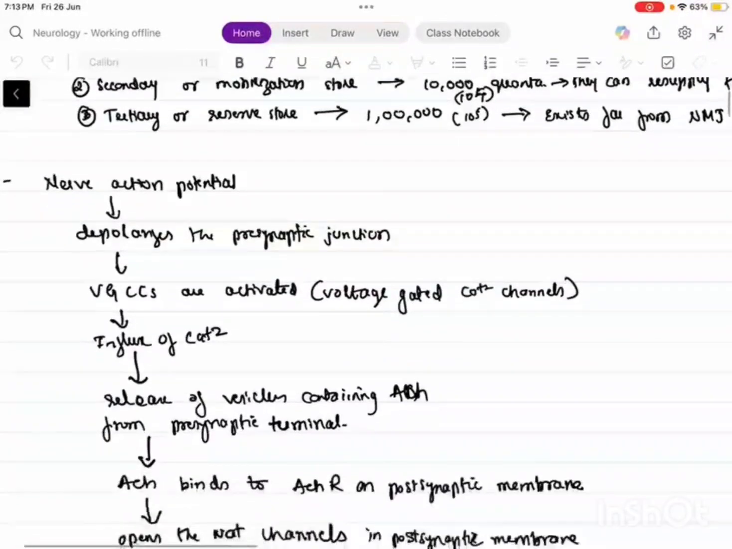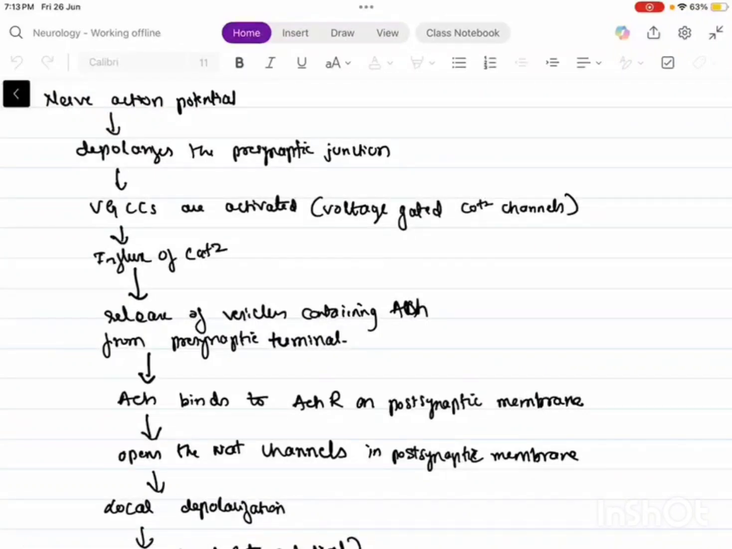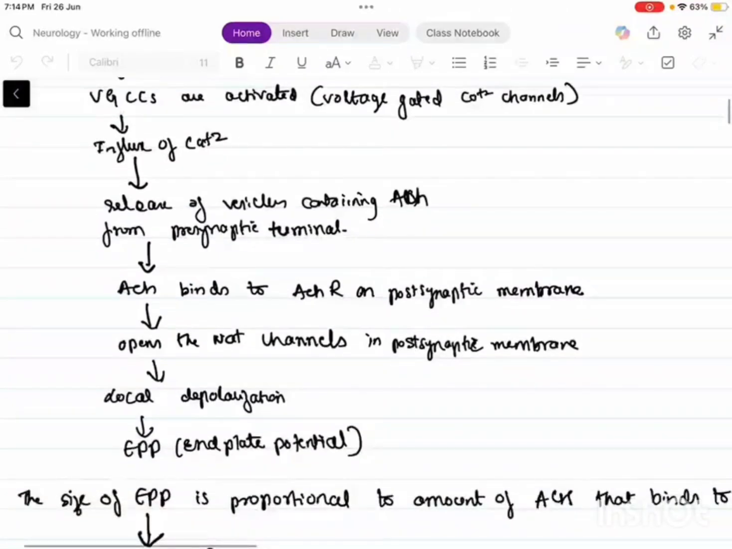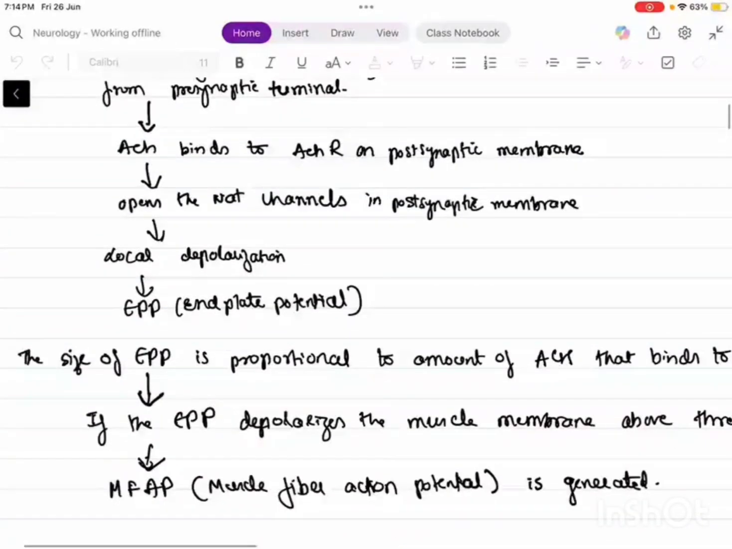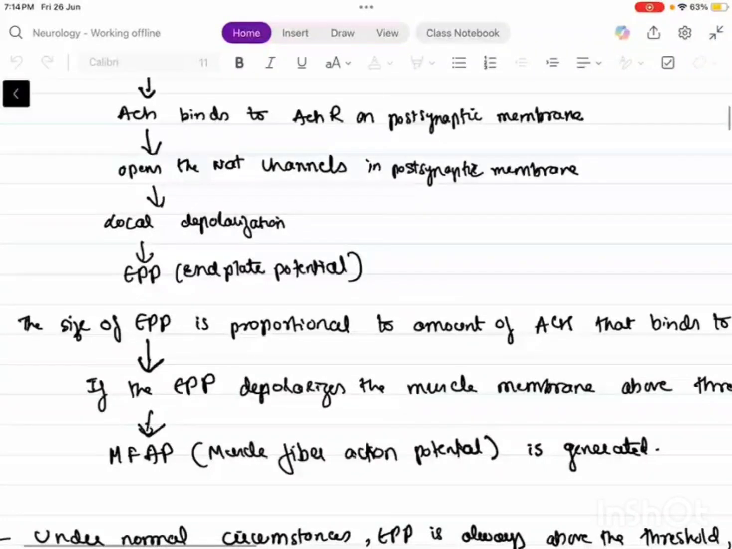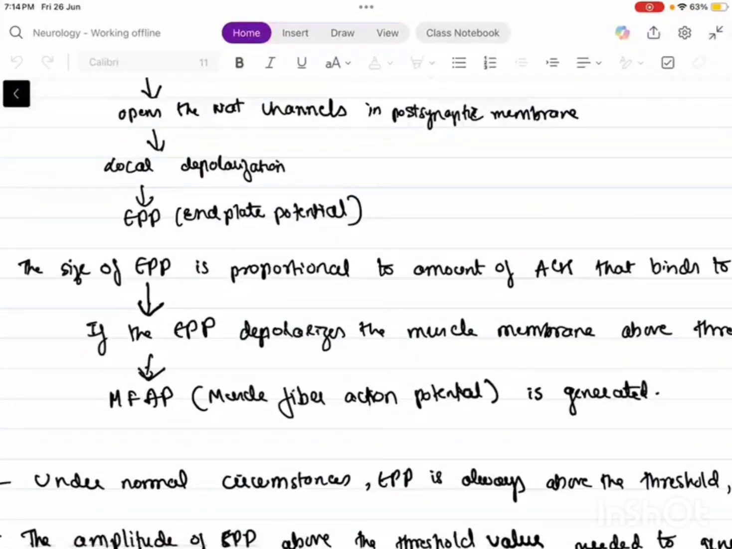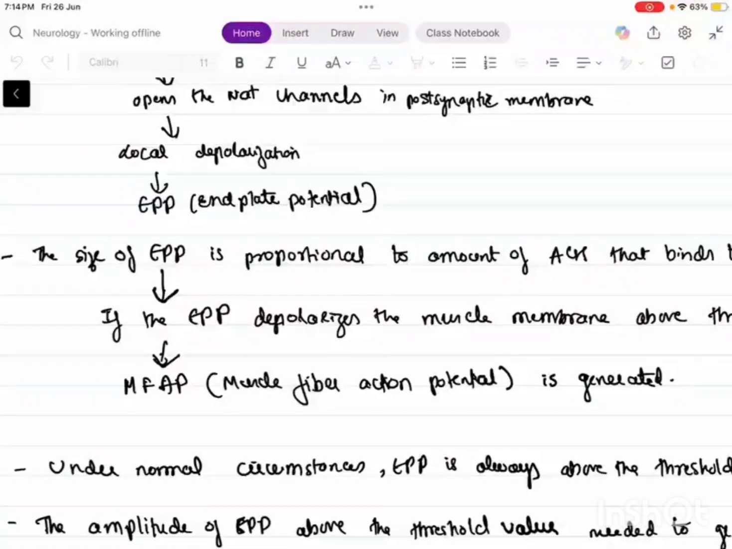Now coming to how the action potential is formed, the nerve action potential depolarizes the presynaptic junction. In this presynaptic junction, the voltage gated calcium channels are activated, which results in the influx of calcium, which will cause the release of the vesicles containing acetylcholine from the presynaptic terminal. This acetylcholine binds to the acetylcholine receptor on the postsynaptic membrane, which opens the sodium channels located on the postsynaptic membrane. Then there occurs a local depolarization producing the end plate potential, at the postsynaptic membrane.